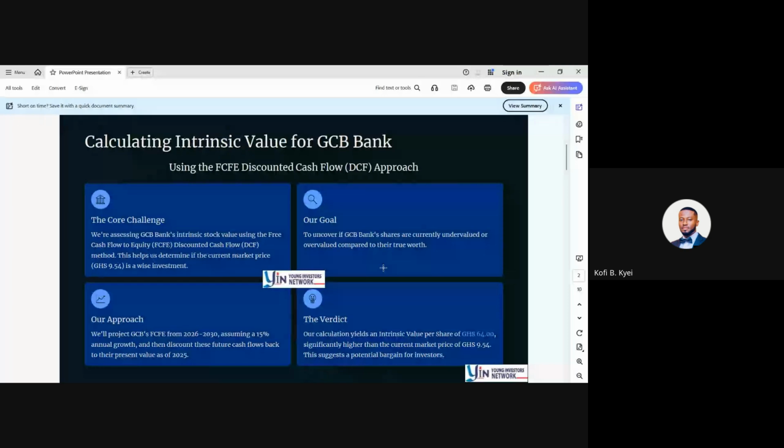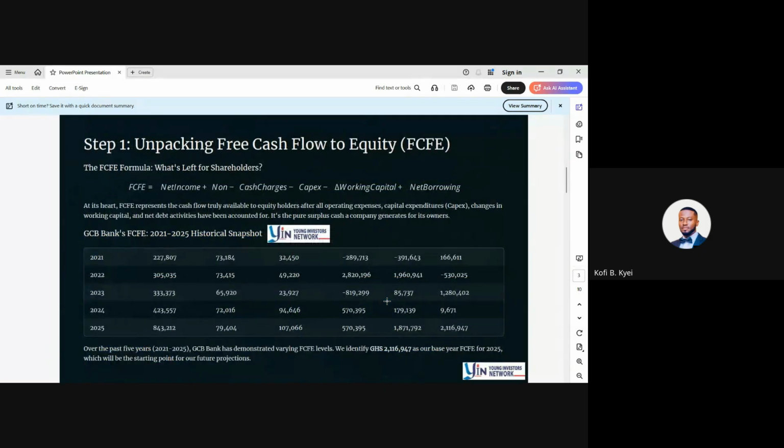It has to make sense. It is significantly higher than the current market price of 9 cedis 54. It suggests a potential bargain. In fact, all the approaches that we have used point to the fact that the current price of GCB is trading way below the intrinsic value, way below in all the approaches we have used so far.